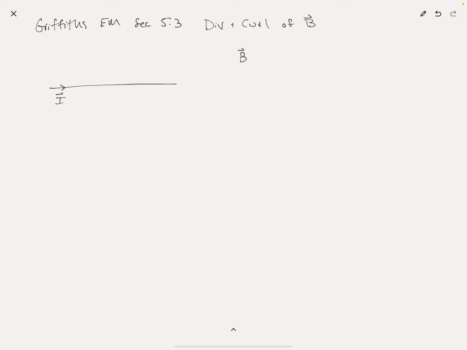If I were to calculate what that magnetic field was, which is something that we have done previously, I would find that the magnetic field is mu naught I over 2 pi s in the phi hat direction, meaning that above the wire the magnetic field is pointing out of the page, and underneath it is pointing into the page. That strength decreases like 1 over s, where s is the distance away from the wire.